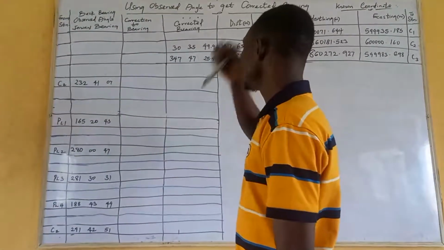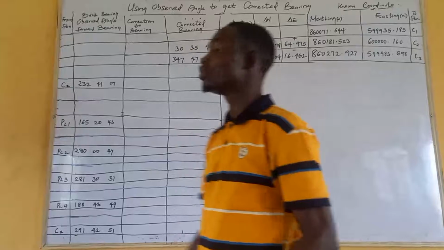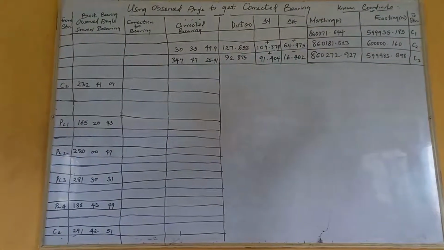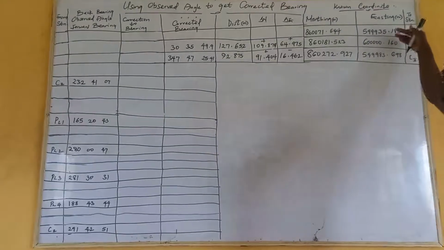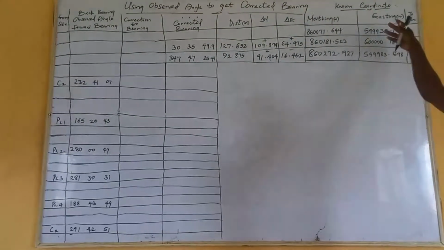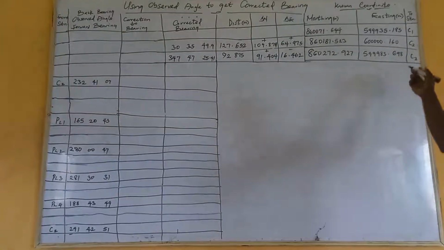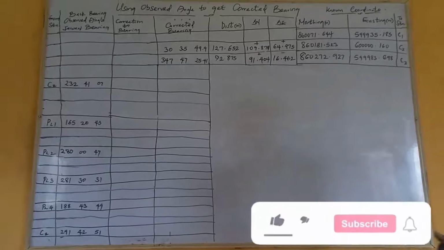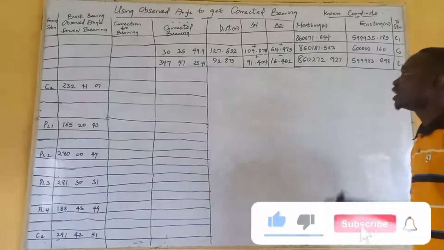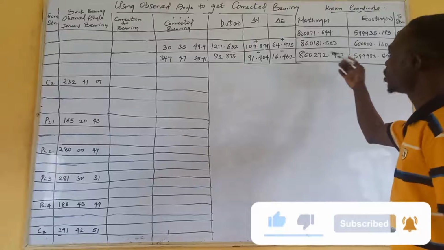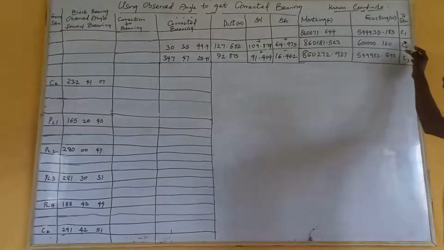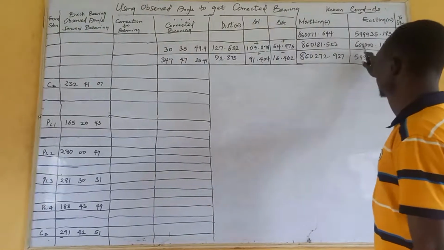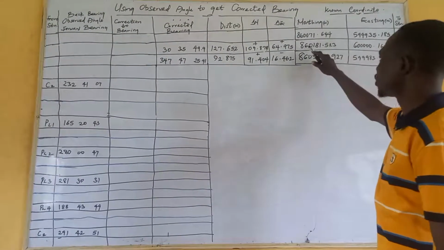Now the next thing for you to do is that I told you earlier that you are going to have some set of controls. These are the coordinates of the controls. I have 3 sets of controls, and these are the coordinates of the 3 controls. It depends on the type of control you want to use to carry out your traversing. My observation is I'm setting on C2, and the coordinates for the C2 control are this and this.